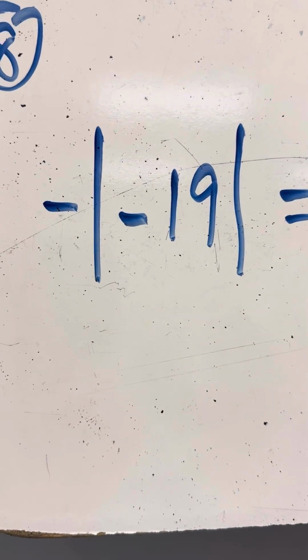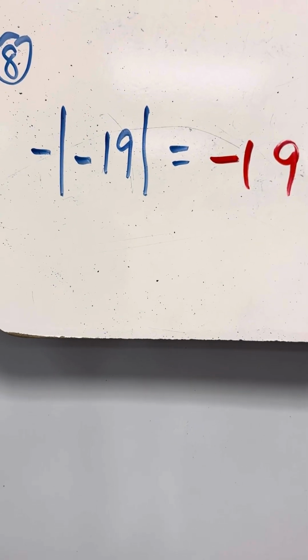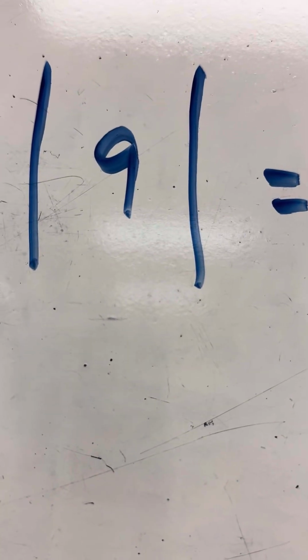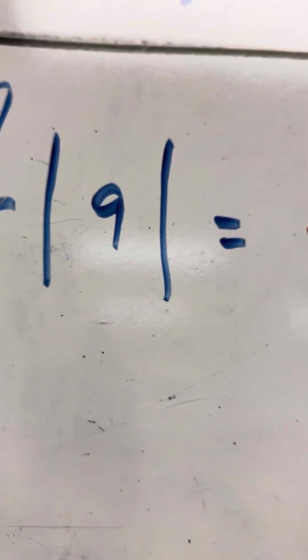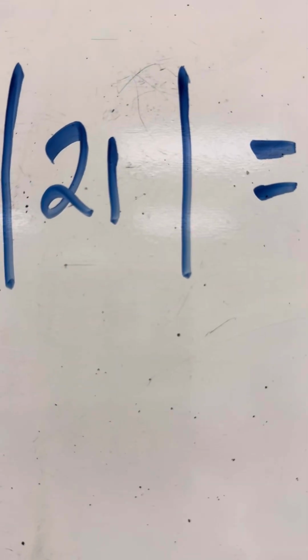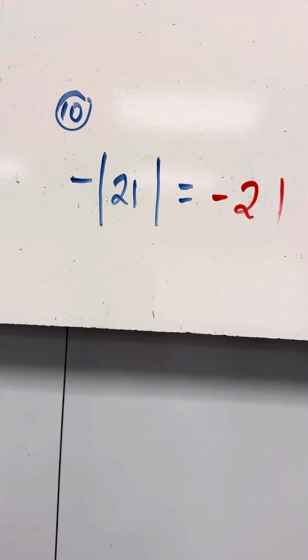Absolute value of -19 is 19. Take the negative of that and you get -19. The absolute value of 9 is 9. Take the negative of that, you get -9. Absolute value of 21 is 21. The negative of that is -21. Okay.